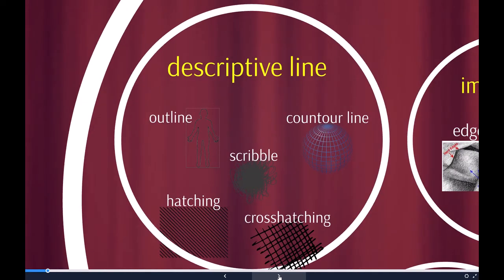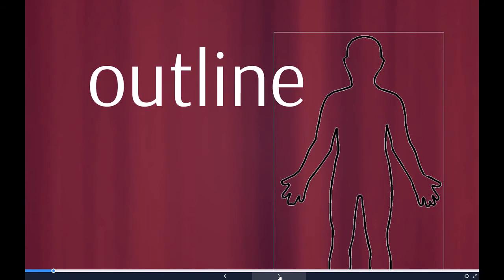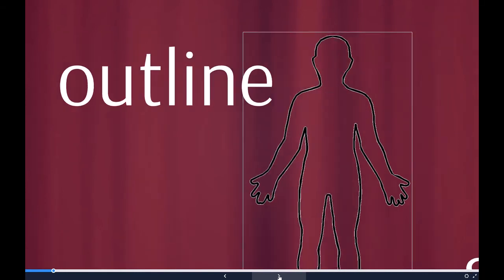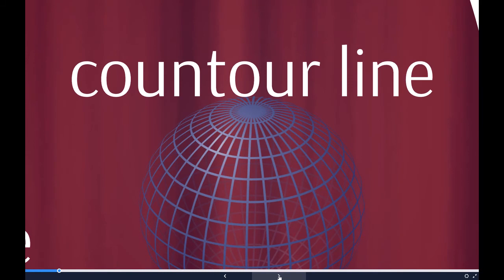Descriptive line describes a shape. With descriptive line, we have outline, contour line, scribble, hatching, and cross hatching. An outline describes the outside edges of a shape. Contour line describes the form. With drawing, we're often describing 3D form in 2D shape. So with contour line, we're describing the form using 2D shape.